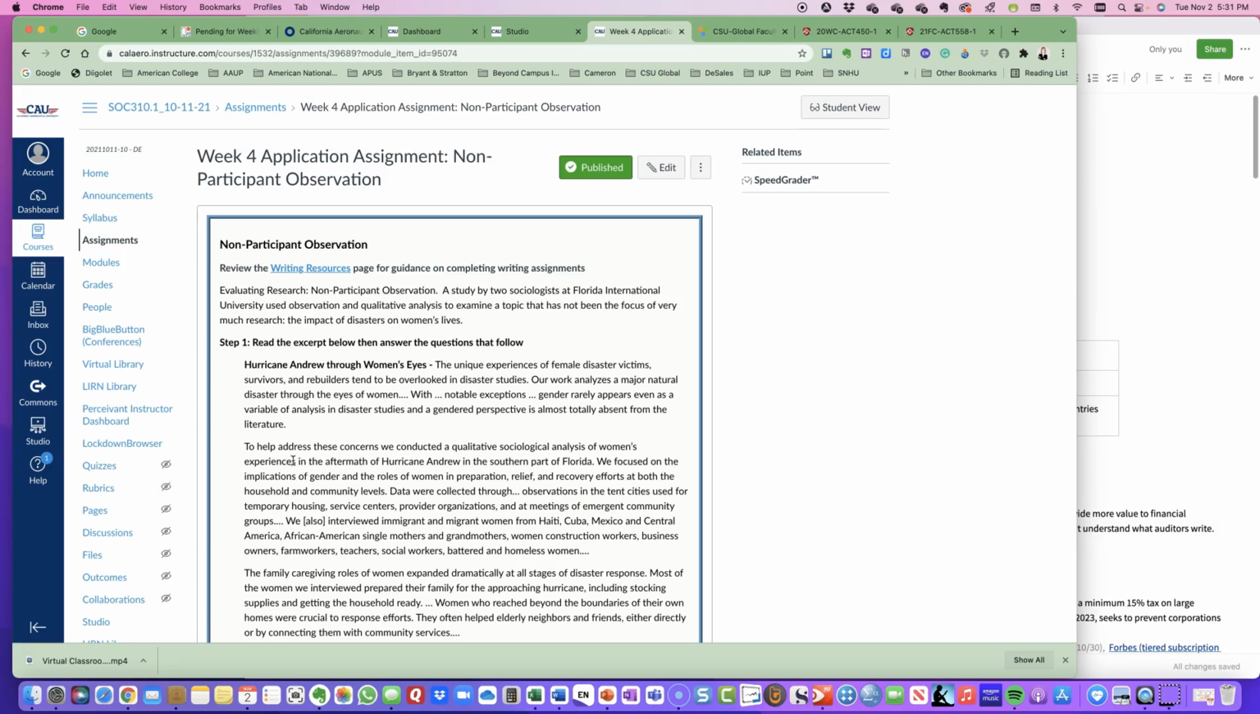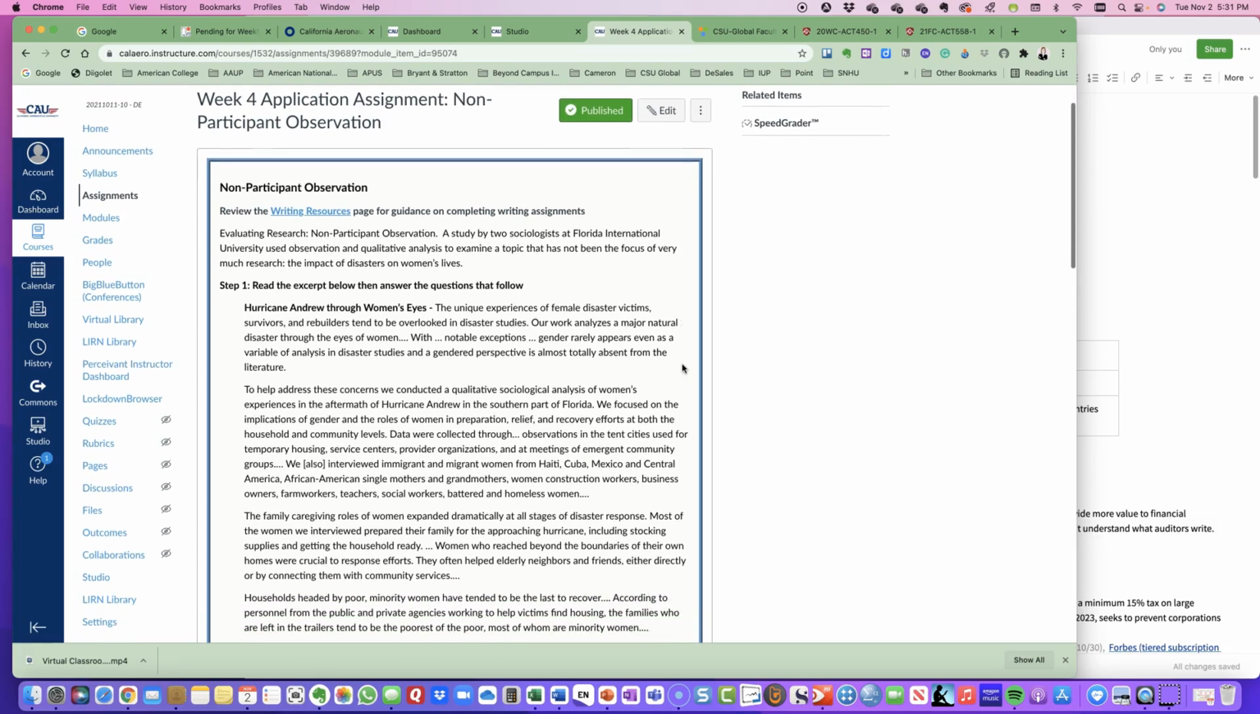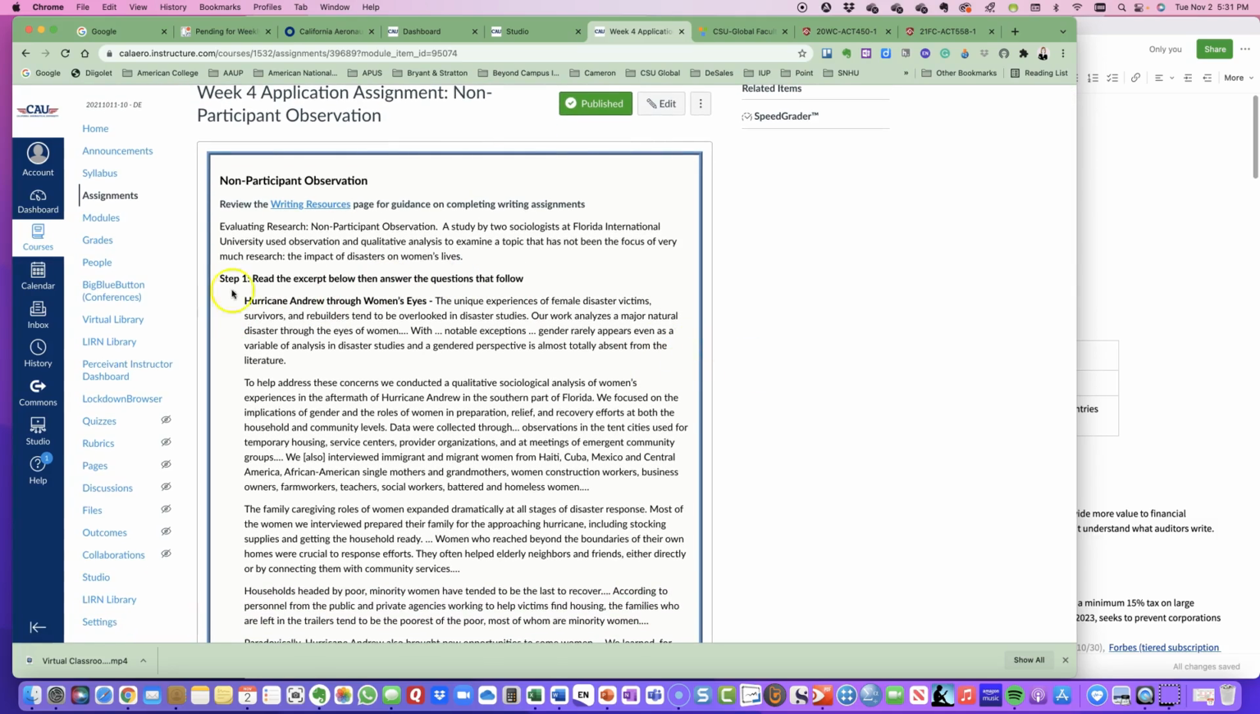So we have a study by 2 sociologists at Florida International University, and that is my alma mater. So I went to FIU, Florida International University, for my bachelor's in accounting and management, and for my master's in accounting information systems. So what these 2 sociologists did is they observed through qualitative analysis to examine a topic that had not been the focus of very much research, and that is the impact of disasters on women's lives. And so here, step 1 is to read this excerpt below and answer the question.